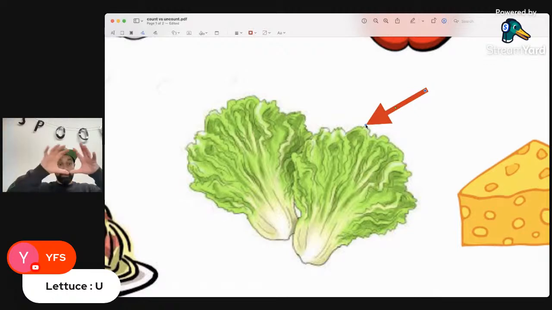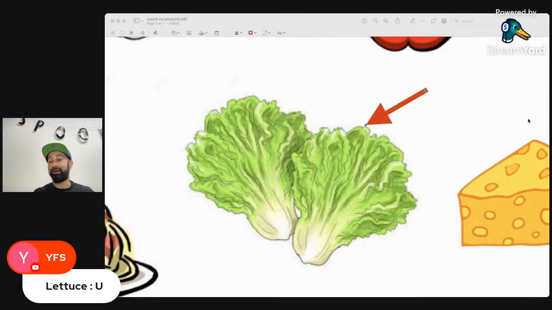There's a leaf, but sometimes there's the round lettuce. Sometimes there's lettuce that's chopped. Sometimes it comes in a leaf form. Can you count those? Okay. The answer is no. Lettuce is uncountable.